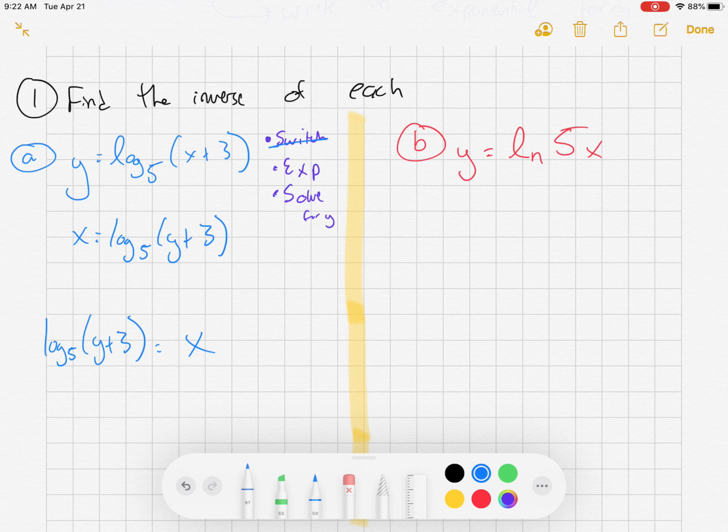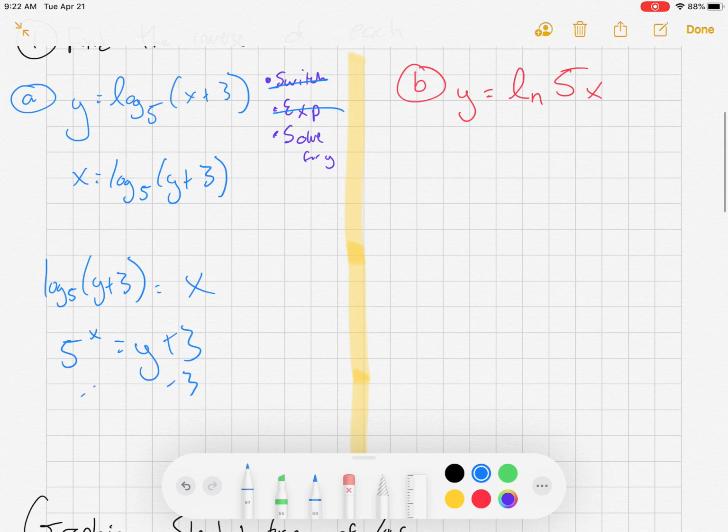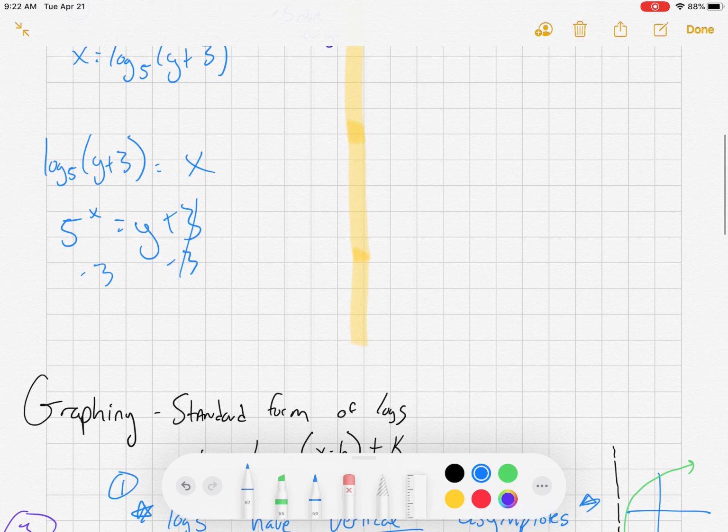So why do I do that? Well, the terminology I used before was: my number on the left, my base, to the right power, 5 to the x power, equals the middle, y plus 3. The only reason I switch that is so that my terminology fits: left to the right power equals the middle. So log base 5 of y plus 3 equals x is rewritten as 5 to the x power equals y plus 3.